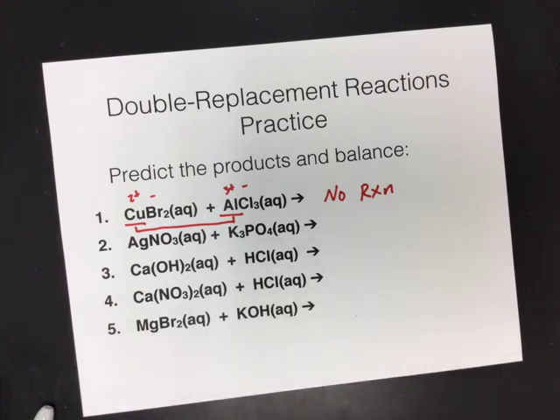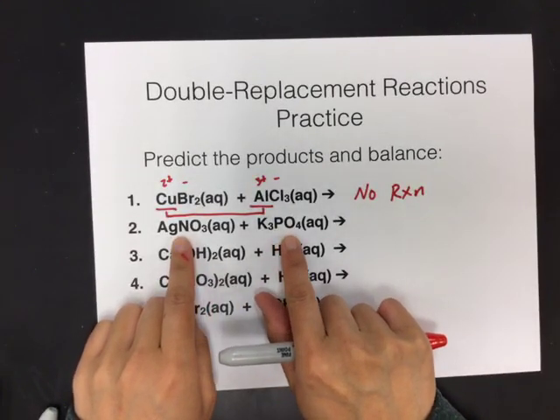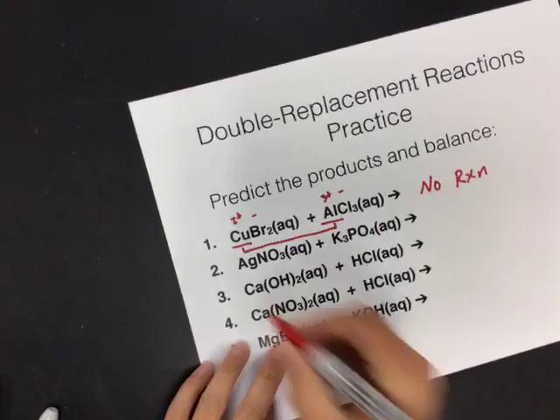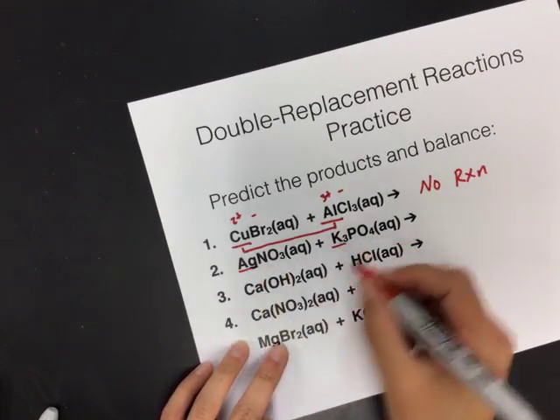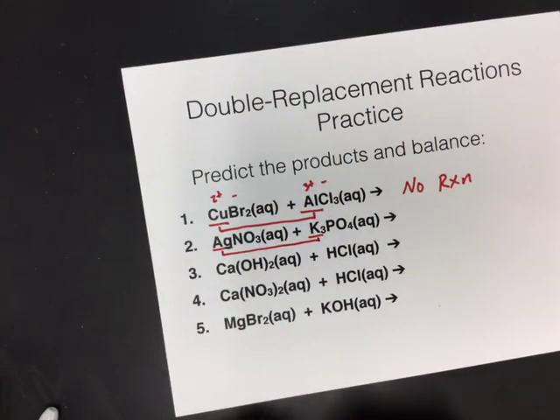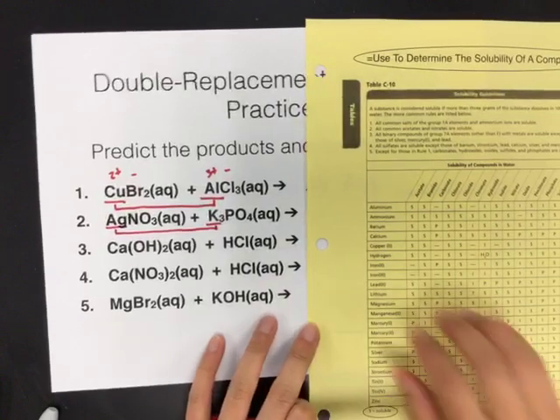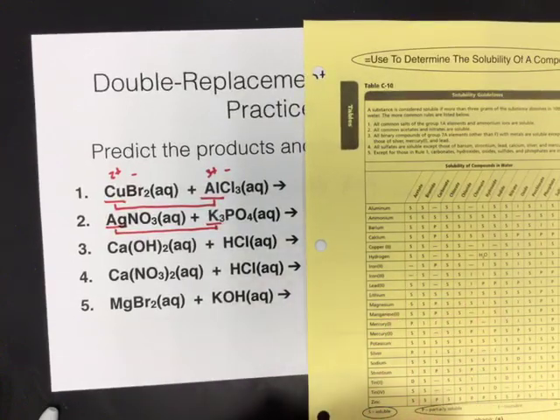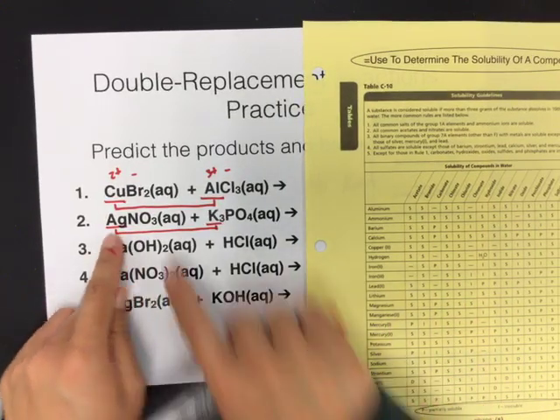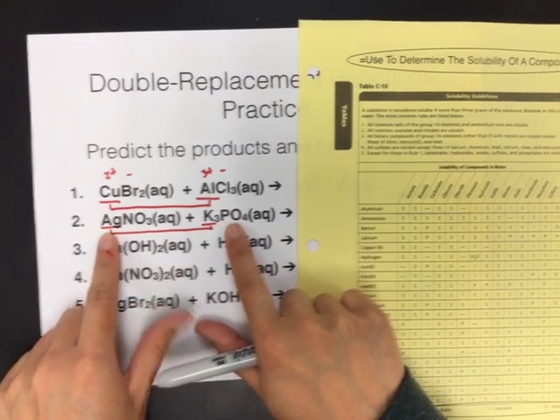Number two, we have AgNO3 reacting with K3PO4. So again, we can think of it as the positive ions switching places. So before we write anything, let's check our solubility table to look at our potential products. We don't know if this reaction is going to happen or not. So silver was with the nitrate, but if they switch places, now it's going to be silver phosphate.